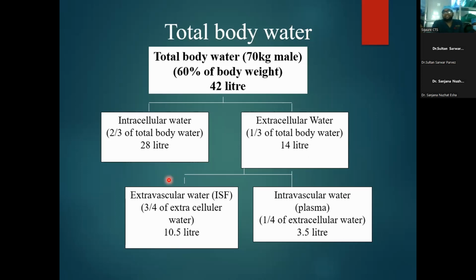So the 42 liters of fluid in a 70 kg adult male is divided into two parts. 66% is present in intracellular space, that is 28 liters, and 33% is present in extracellular space, that is 14 liters. And this 14 liters is also divided into two parts: 75% in interstitial extravascular water and 25% in intravascular water.